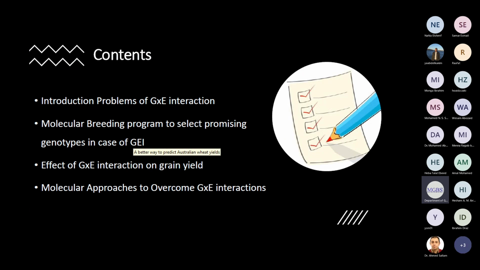This is the contents of my presentation. I will start with a small introduction about problems of genotype and environment interaction, and then I am going to speak about the molecular breeding program to select the promising genotypes that we proposed, and then I will talk about the effect of genotype environment interaction on grain yield as an example. And I will end my presentation with molecular approaches to overcome genotype environment interaction.